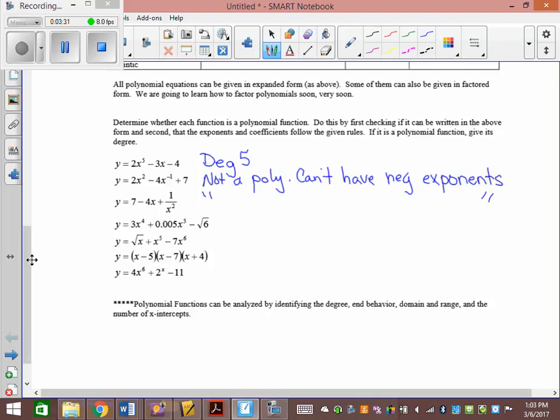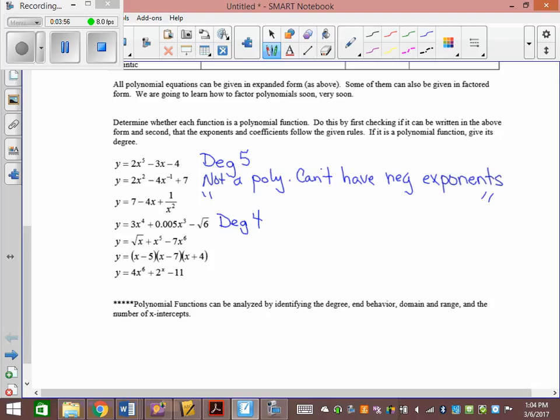This one is 3x to the 4, 0.05x cubed minus root 6. Root 6 is just a decimal, right? It doesn't have a variable or anything, so that's a polynomial, and it's degree 4. Root 6 is fine because it's a decimal. It's like 1 point something.